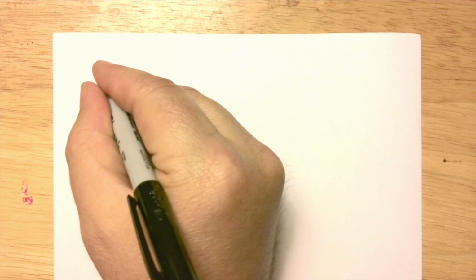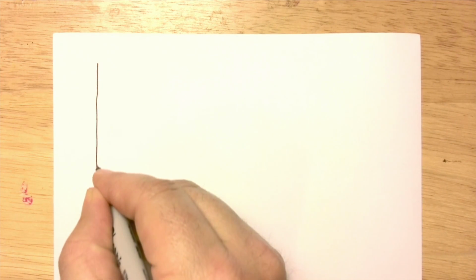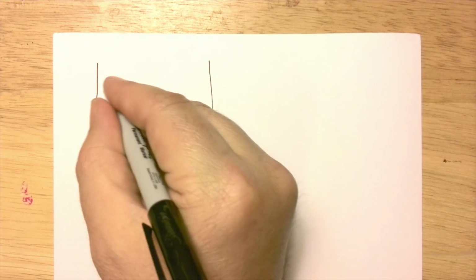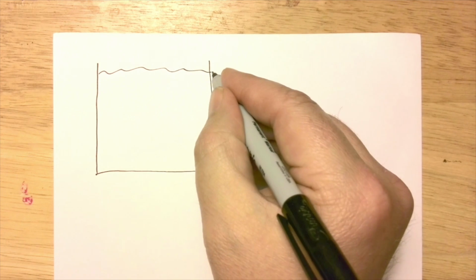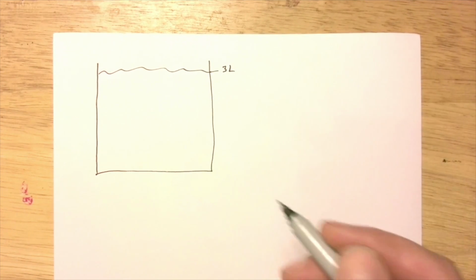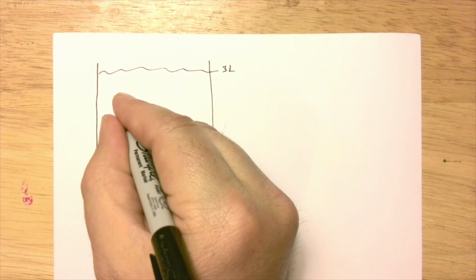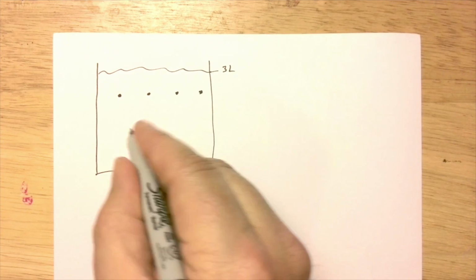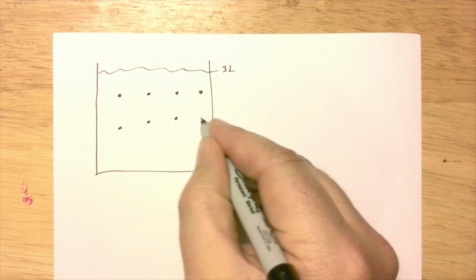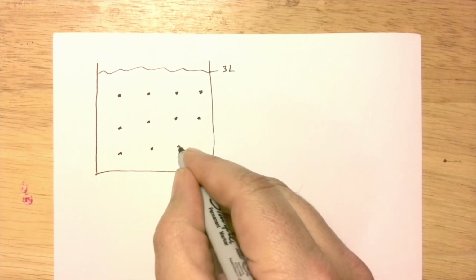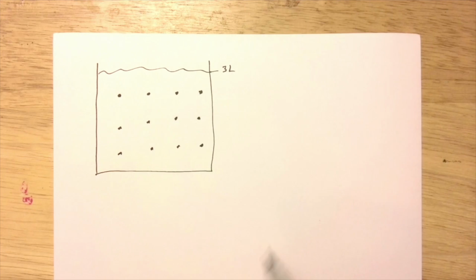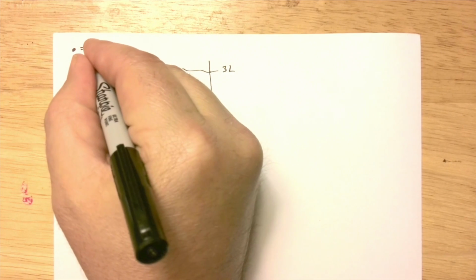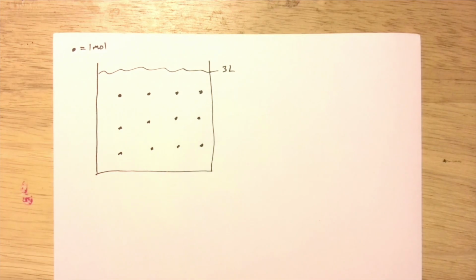So let's say I have a beaker, a rather large beaker, and let's say this has a volume of 3 liters. And let each dot represent a mole. And as you can see here, I have 12 dots. So a single dot would equal 1 mole. And basically all that is just a counting unit.